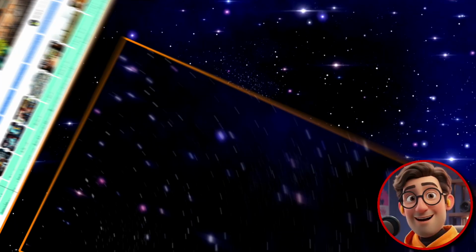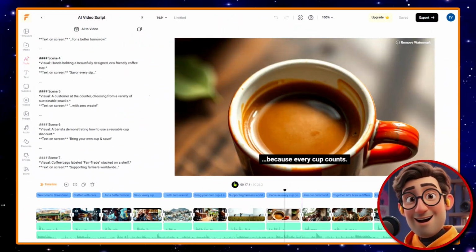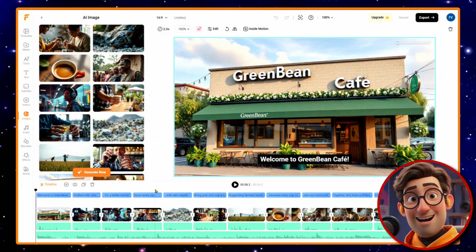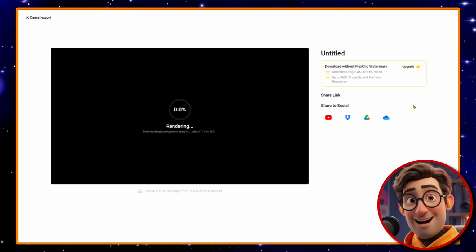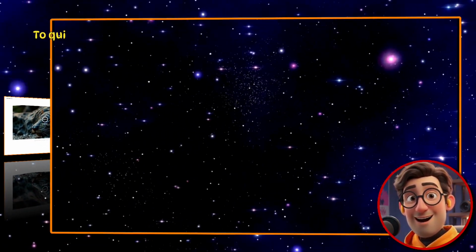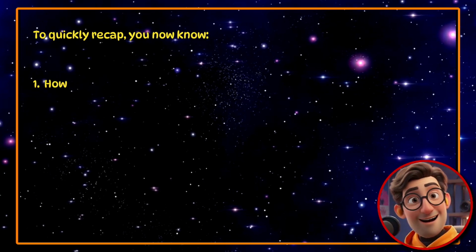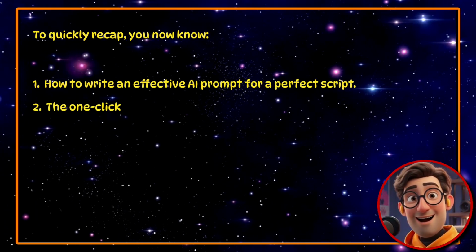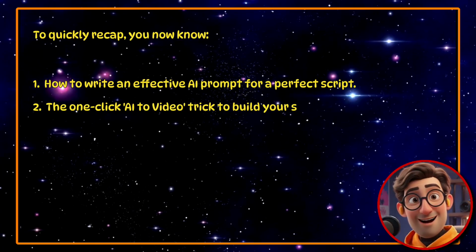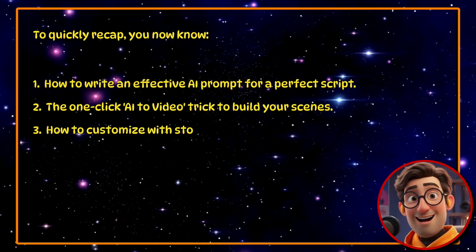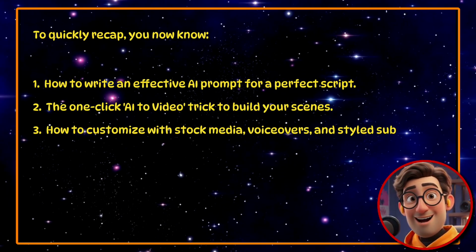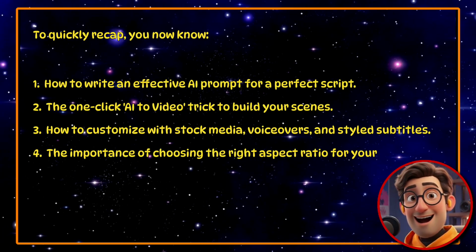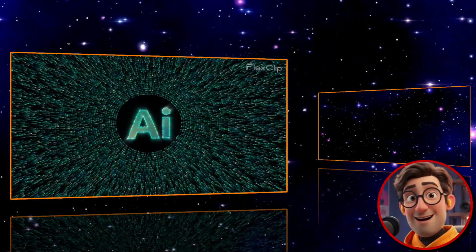Conclusion and recap. And just like that, in only a few minutes, you've created a professional, engaging video from a simple idea. No stress, no scriptwriting headaches. To quickly recap, you now know how to write an effective AI prompt for a perfect script, the one-click AI to video trick to build your scenes, how to customize with stock media, voiceovers, and styled subtitles, the importance of choosing the right aspect ratio for your platform.